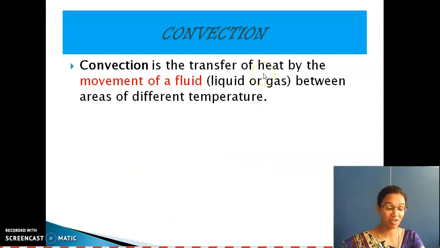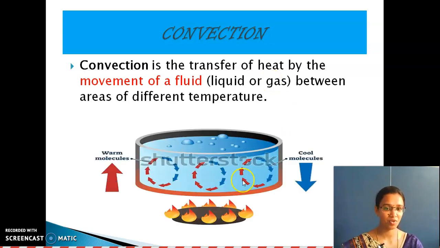Coming to the second one, it is convection. Listen carefully children now, okay. Convection takes place in liquids and gases. Convection takes place in liquids and gases. Liquids and gases together are called fluids. Okay. Consider we are heating water.